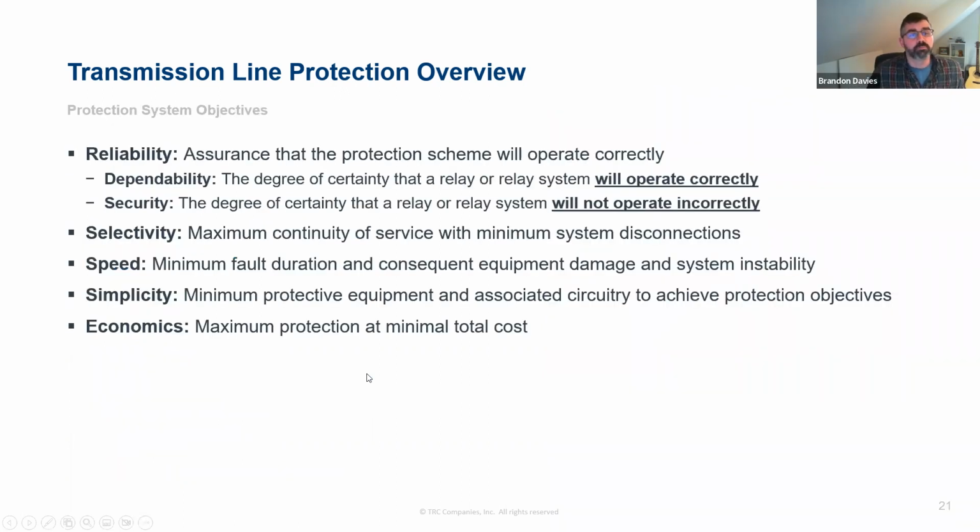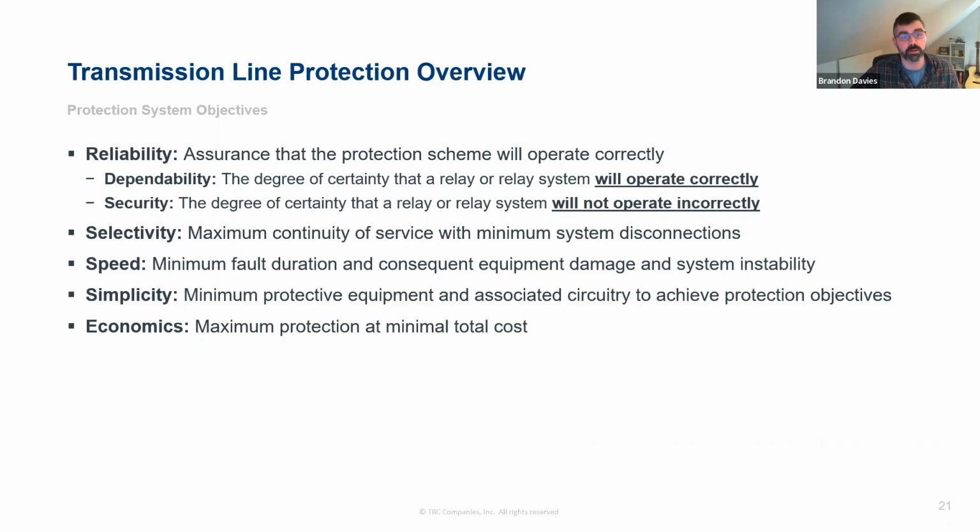So before we dive into line protection specifically, I wanted to talk a little bit about protection system objectives overall. As relay engineers for any protection system, we've got some kind of core objectives that we're trying to meet. And these are listed here. So generally, when we talk about any kind of protection system, we can frame why we set a protection element or a protection scheme, how we did, with these terms.